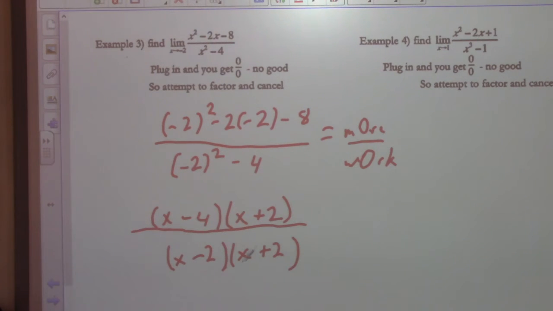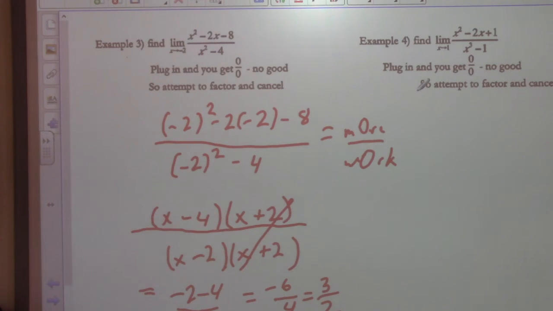So what cancels out here? That, right? So now we can plug in negative 2. So we're going to get negative 2 minus 4 over negative 2 minus 2. And what's that going to be? Negative 6 over 4, so 3 over 2. So here's an example where that happened and we got 3 over 2. All right?